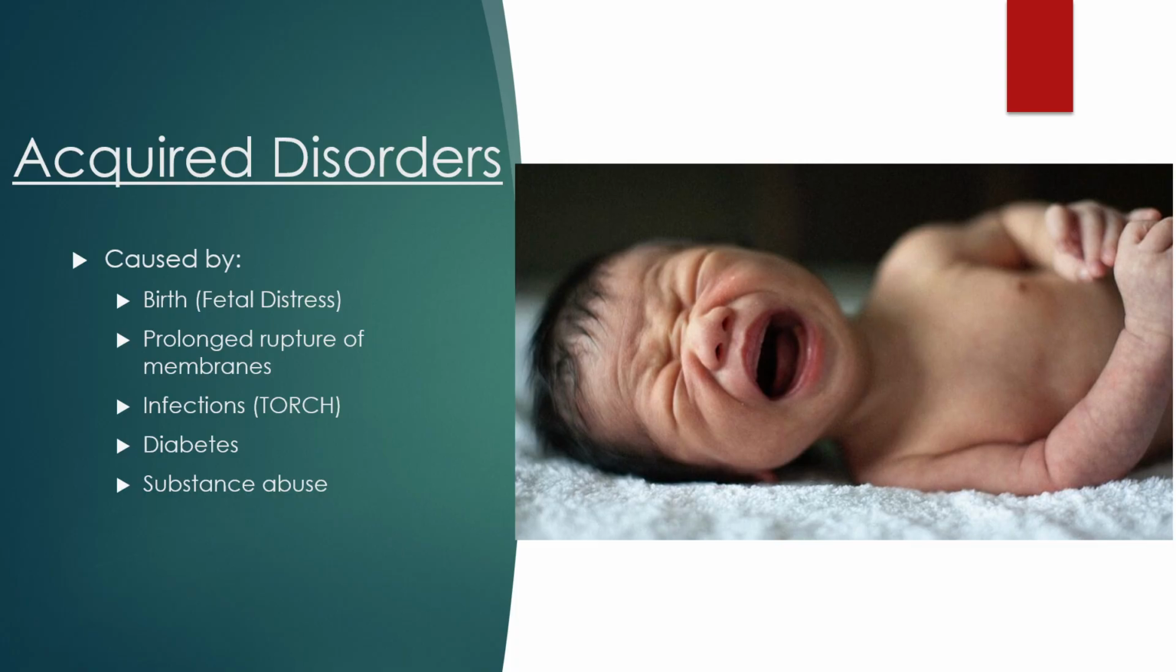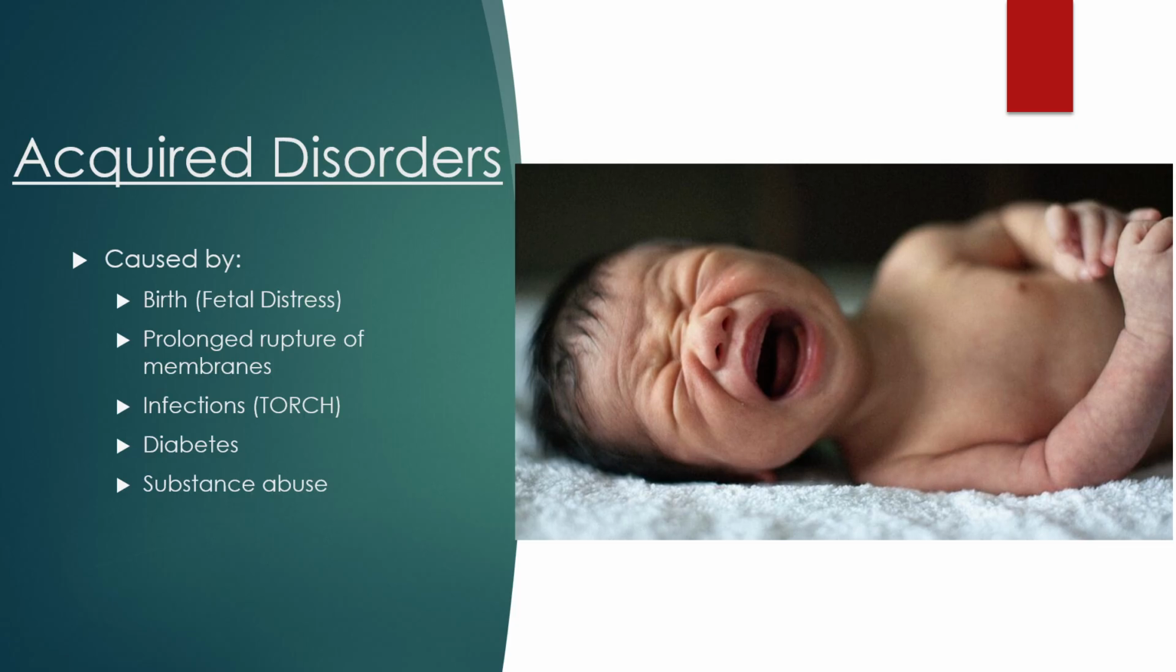Acquired disorders are the other side. It's a result of something that has occurred at or around birth, or a condition that's experienced by the mother during pregnancy. For example, if a mom has an infection like a TORCH infection that we talked about in Module 5, if they have diabetes or a substance abuse problem. Additional risks can come from conditions associated with labor.